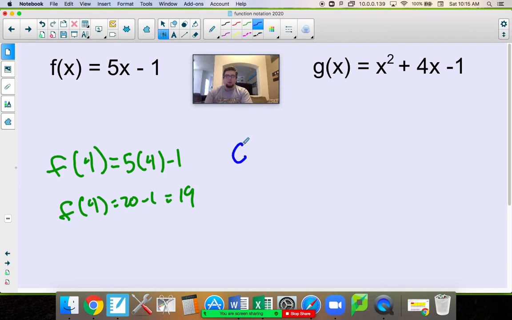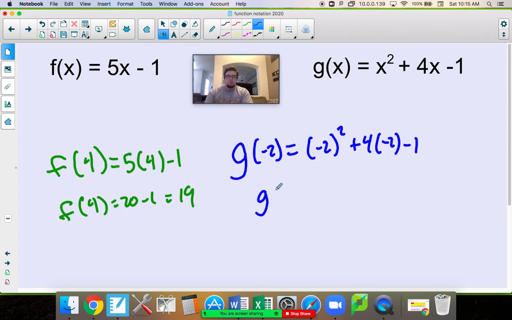If I wrote g of x, or let's give an actual number here, let's say g of negative 2, I'd want to use the g of x function, not the f of x function. The different letter is really just a naming convention. So g of negative 2 gives us positive 4 minus 8 minus 1. g of negative 2 then becomes negative 4, negative 5.